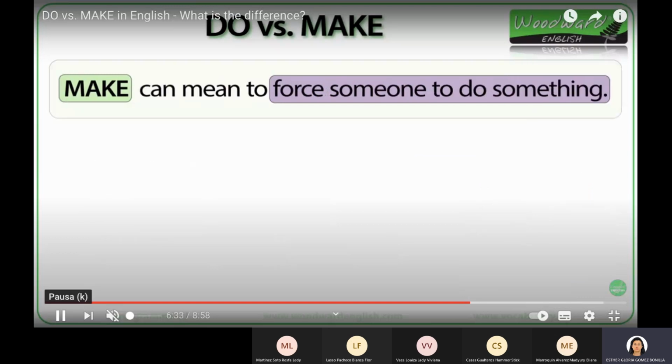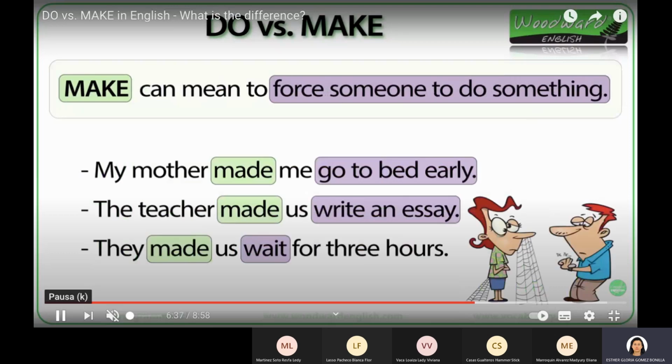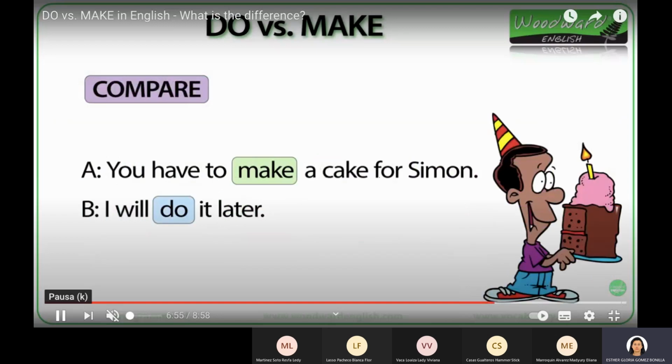And make can mean to force someone to do something. For example, my mother made me go to bed early. The teacher made us write an essay, or the teacher made us give the answer. The teacher or they made us wait for some minutes.